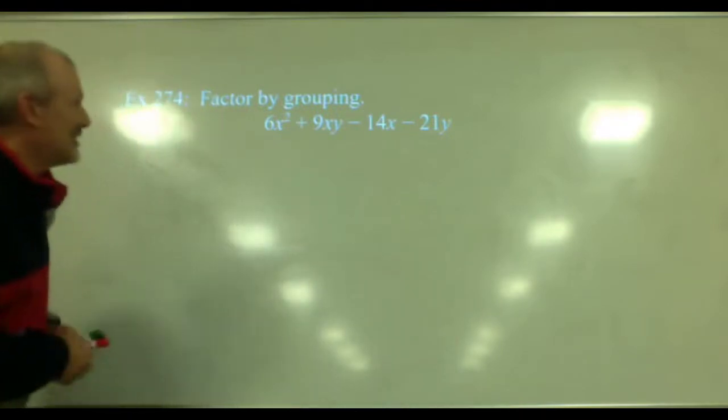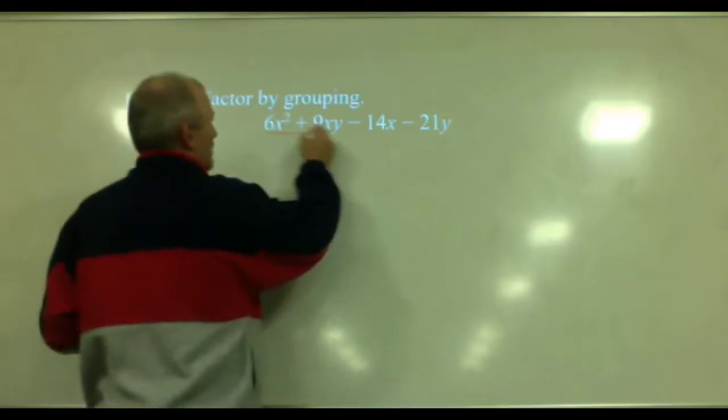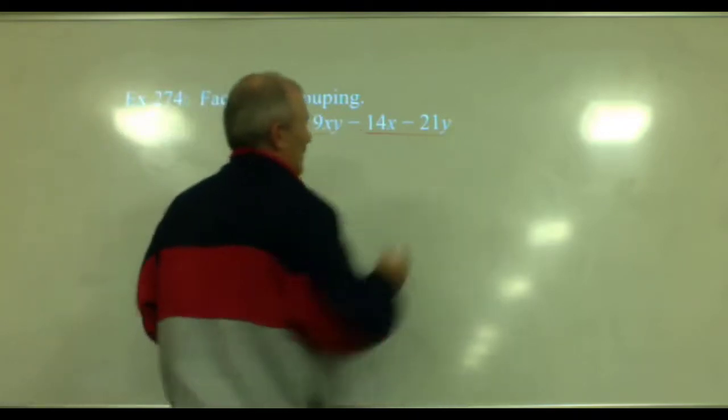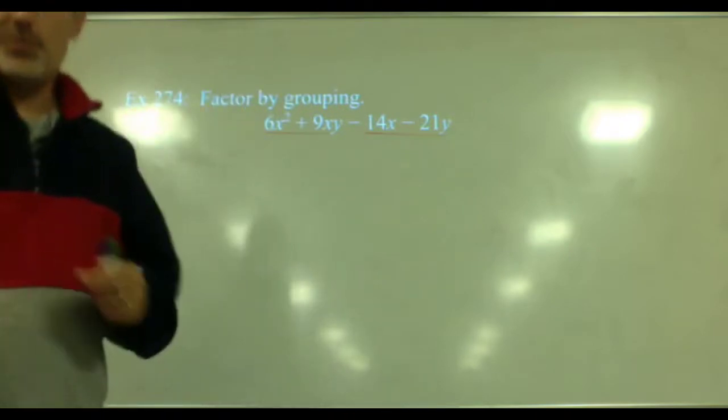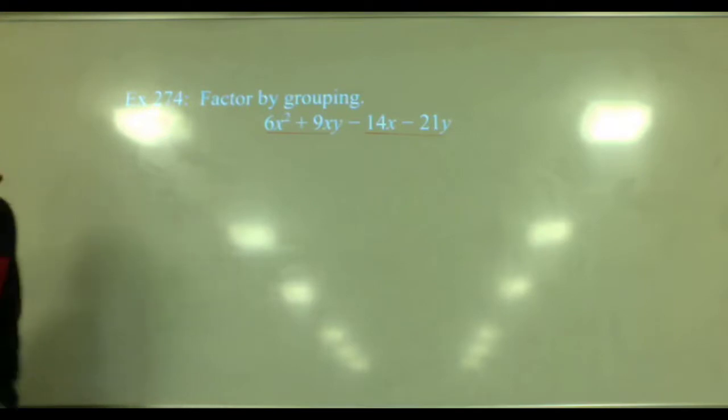Okay, so let's take a look at this one. And we're going to factor by grouping. So we're going to group the first 2, and we're going to group the last 2. So look at your first group, your first half. What can you factor out of each of those terms? 3. A 3. Anything else?